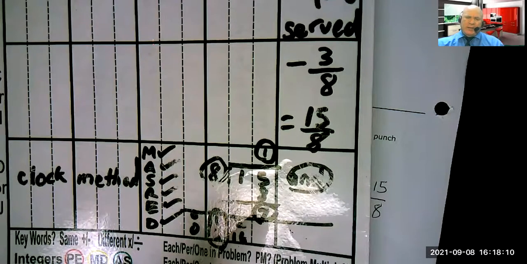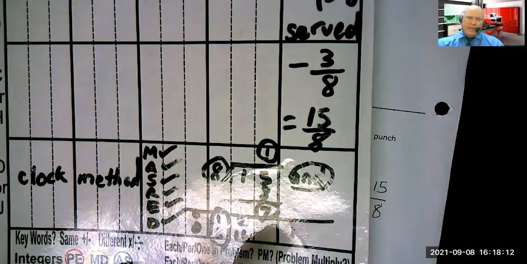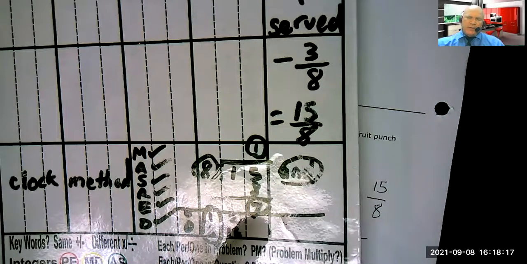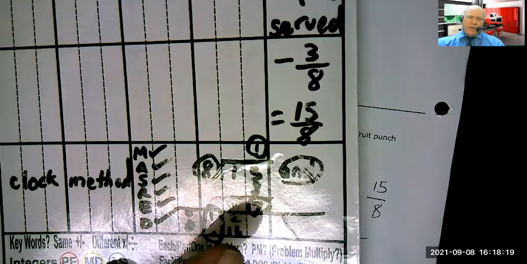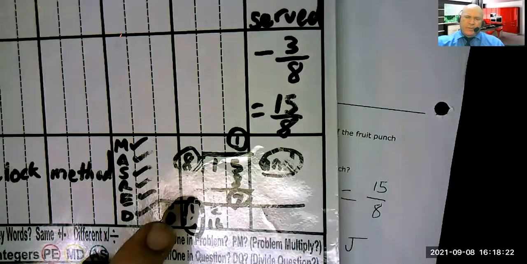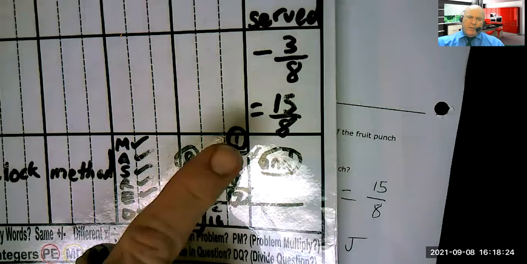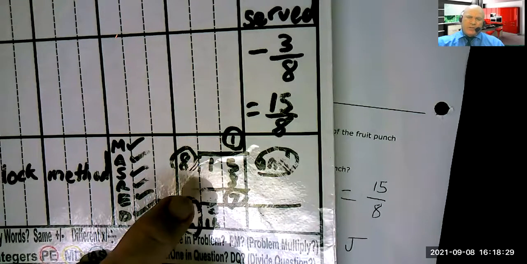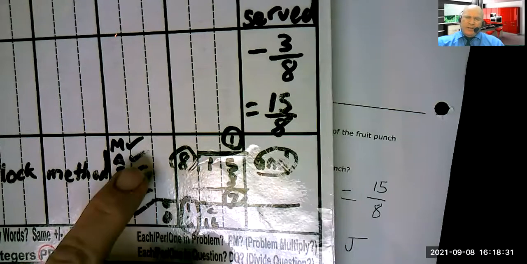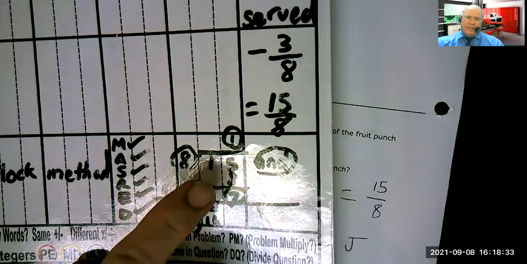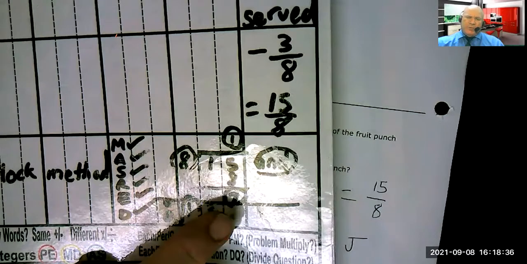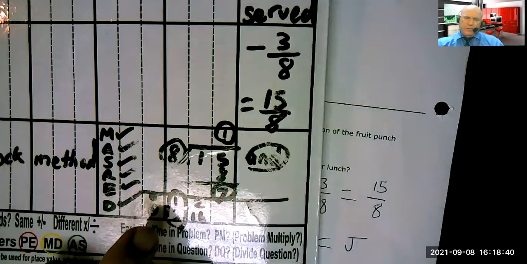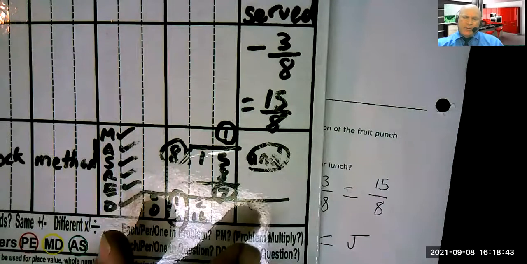So I keep going. 8 times 2 is 16. So that's too many. I can't use 2 8s. I can only use 1. So we'll go back here, and what's on top goes on the top, the 1. And what's on the bottom when we multiplied, the answer, goes on the bottom. Then we do our subtraction. 15 take away 8 is 7. So 1 remainder 7. Well, that means we're either going to be dropping or we're done, and there's nothing left to drop, so we are done.